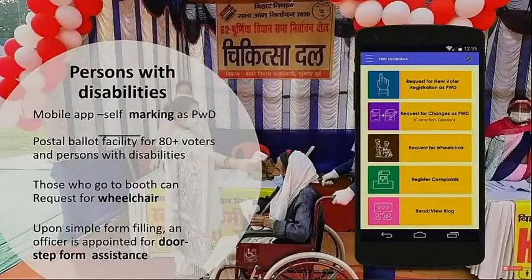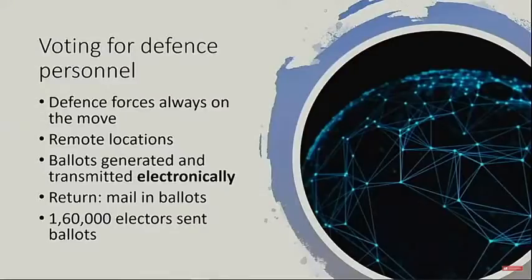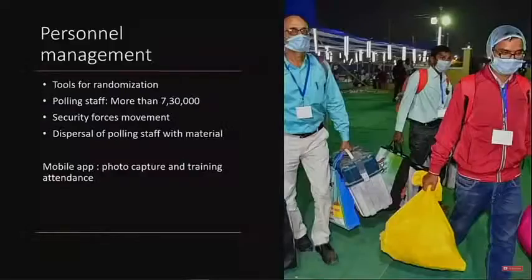For defense personnel posted on the borders, it has always been a challenge how to secure their ballots. So we have introduced the system of transmitting the ballot electronically, which is then brought back by mail and counted as a postal ballot. Personnel management, again, a large number of staff. For fair play and transparency, no one knows to which polling station they are allocated. And there is a randomization tool which was used for this purpose.